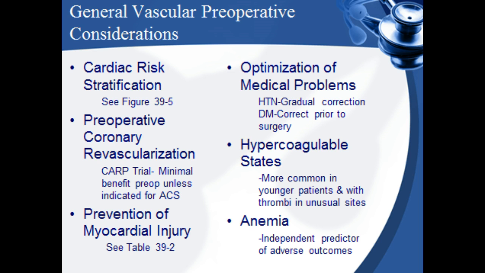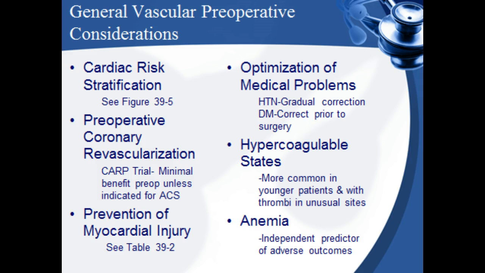General vascular preoperative considerations. Starting at the left with cardiac risk stratification, in 2007 the American Heart Association and American College of Cardiology revised their guidelines. Under these guidelines, clinical predictors of increased perioperative cardiovascular risks, such as myocardial infarction, congestive heart failure, and death, are classified as major, intermediate, and minor. And we will look at this closer with subsequent slides under figure 39-5.